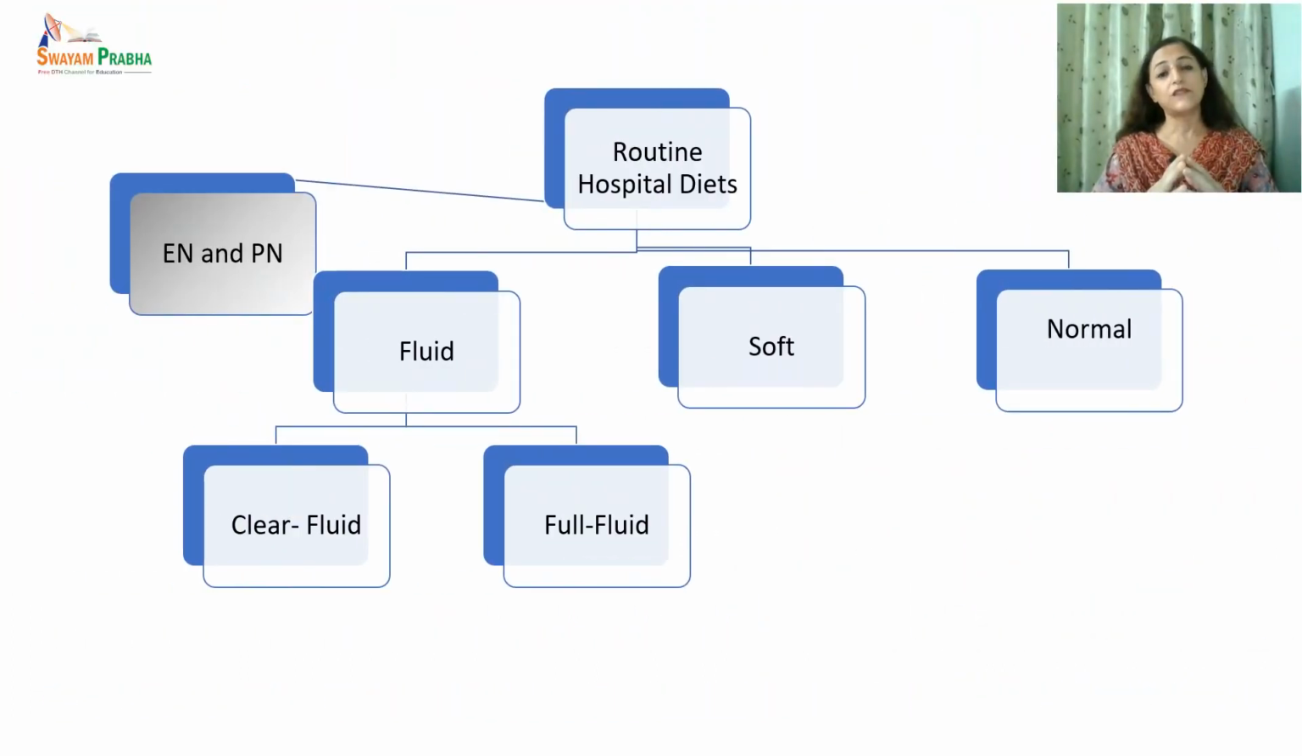Now we know hospitals and healthcare institutions have basic routine diets. These routine hospital diets are broadly categorized into three categories. They are fluid, soft, and normal or routine diet. So let us study all these types of progressive diets in detail.